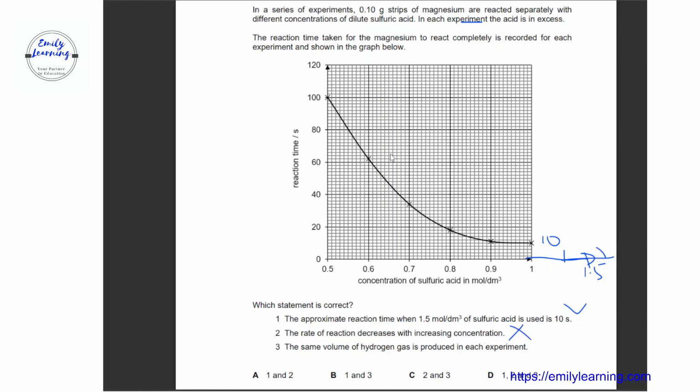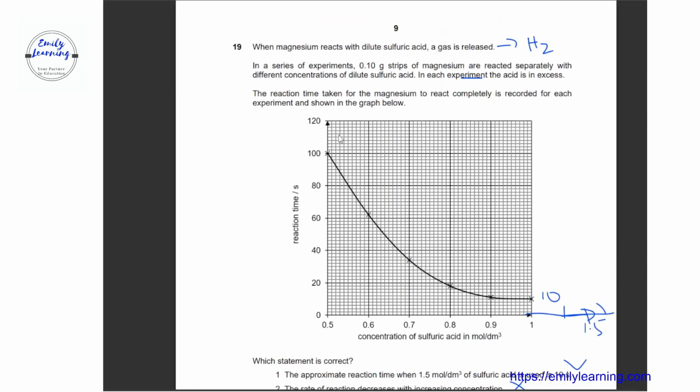That is why the time taken decreases. The same volume of hydrogen is produced in each experiment. So let's take a look at this. So what is in excess? So the acid is in excess.